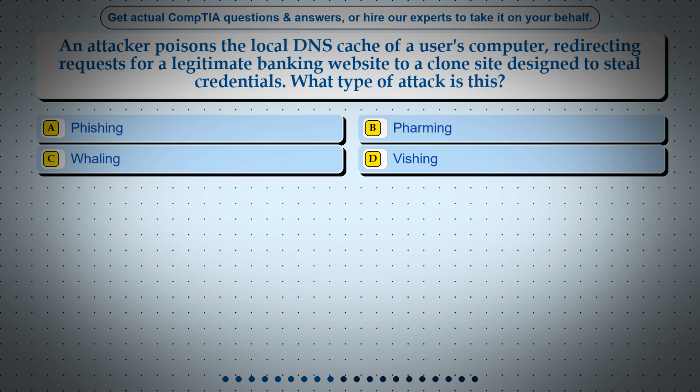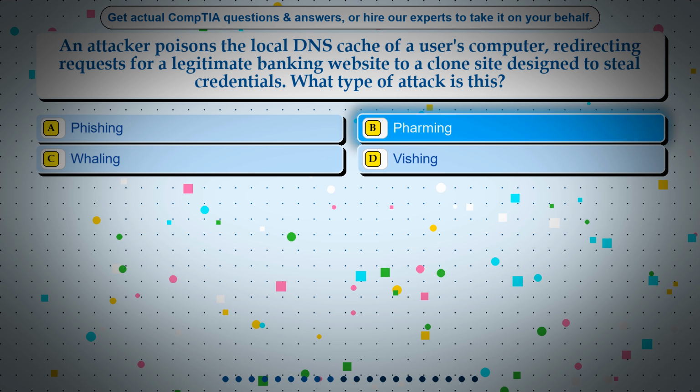Question 9. An attacker poisons the local DNS cache of a user's computer, redirecting requests for a legitimate banking website to a clone site designed to steal credentials. What type of attack is this? Option A, phishing. Option B, pharming. Option C, whaling. Option D, vishing. The correct answer is option B, pharming.